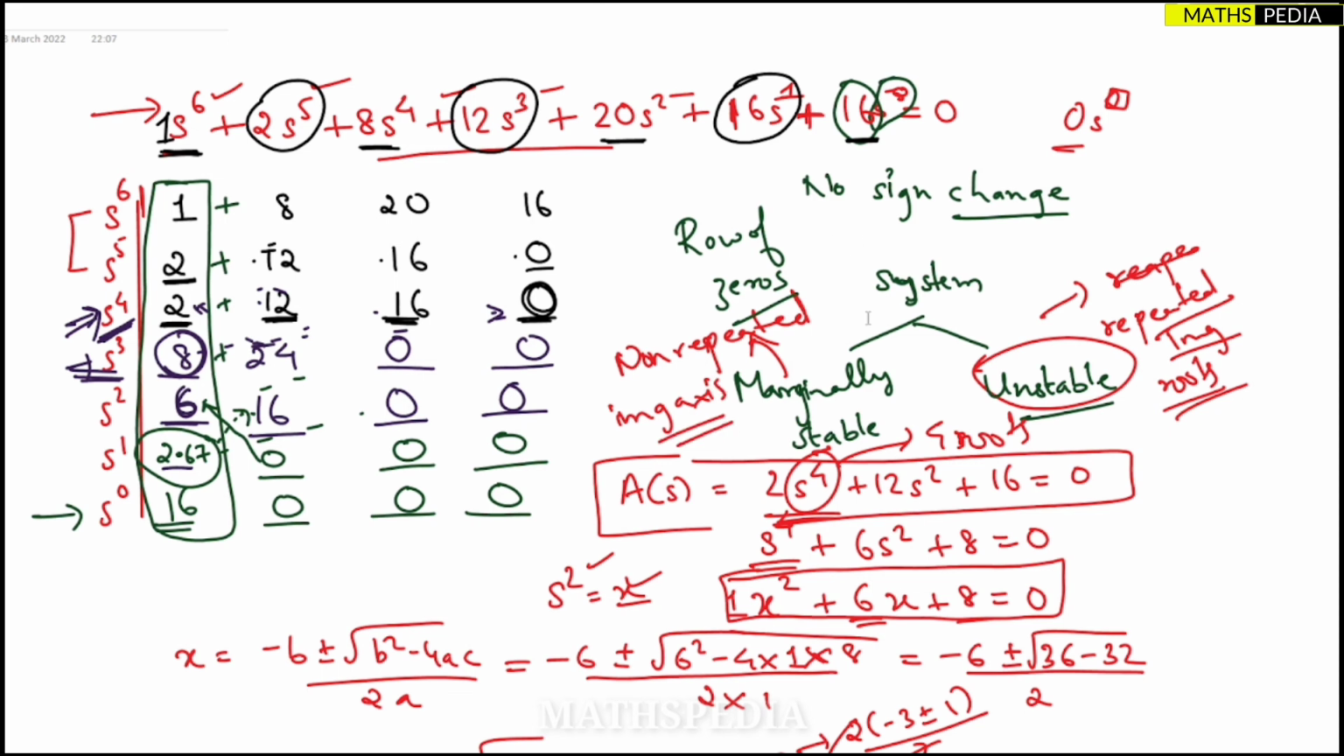This we have to find out when we have got one row of 0. That's why when we are getting a row of 0, then we have to go for this.